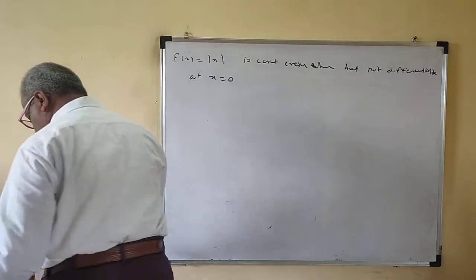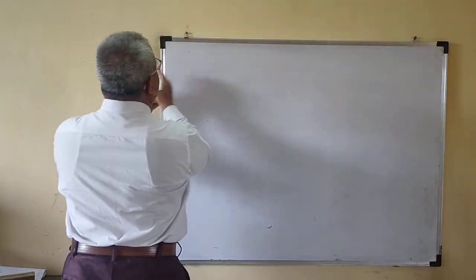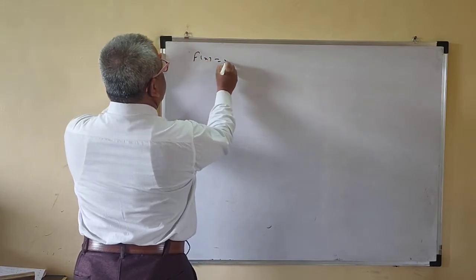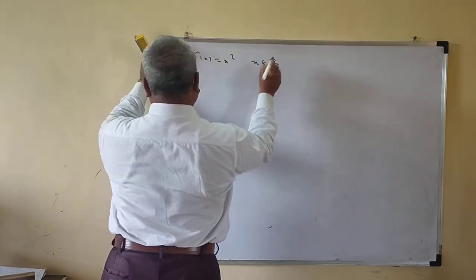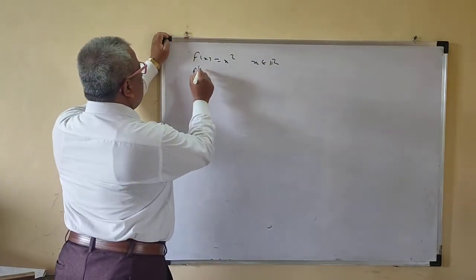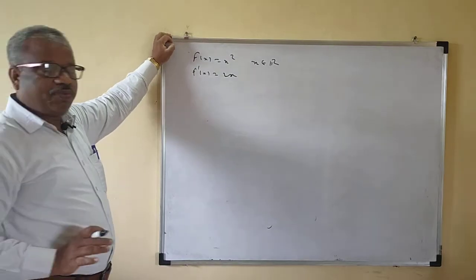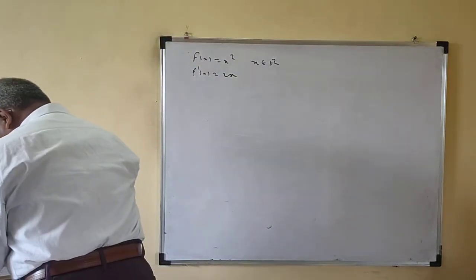Remember that. Suppose you define the function f(x) equal to x square, x belongs to R. That means your domain of the function is R. This function is differentiable everywhere and f dash x is twice x.